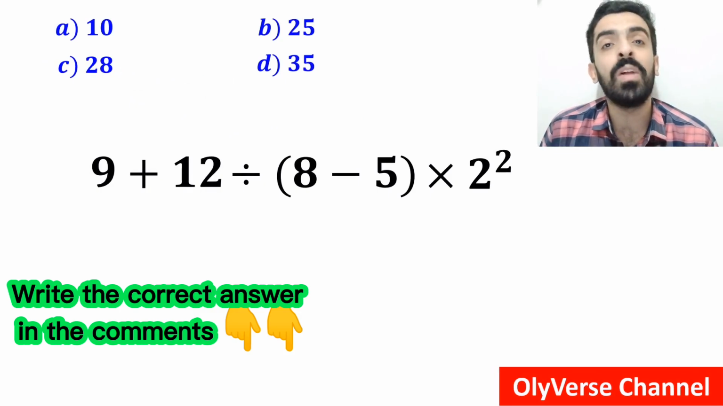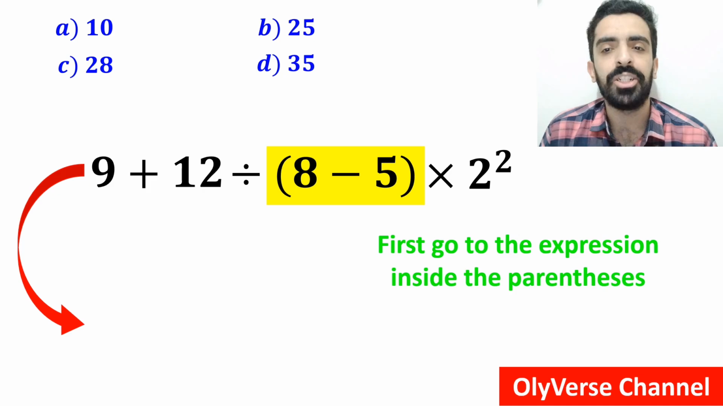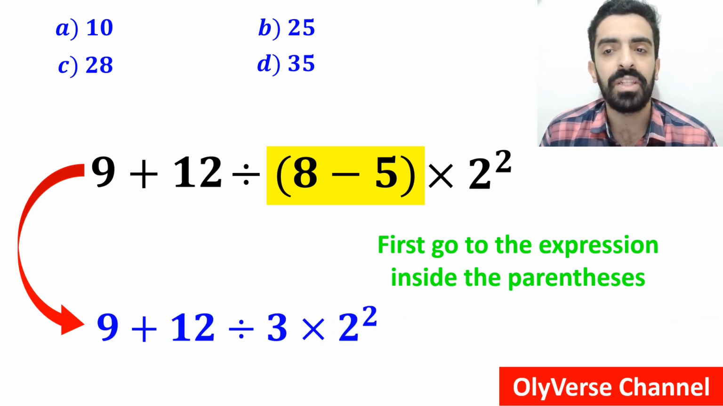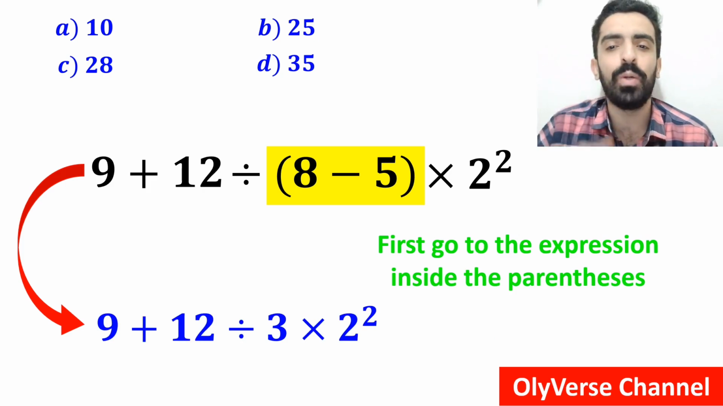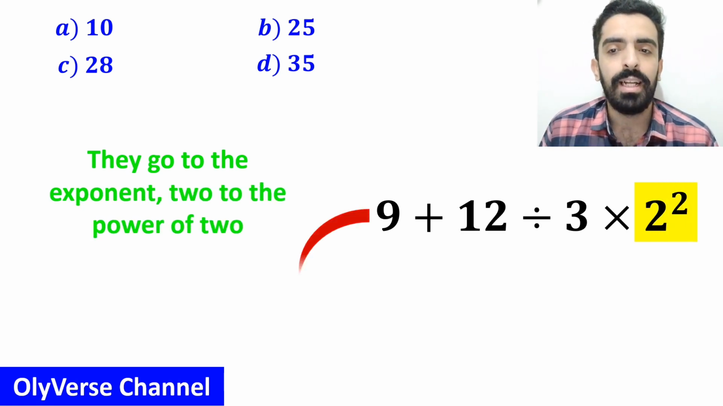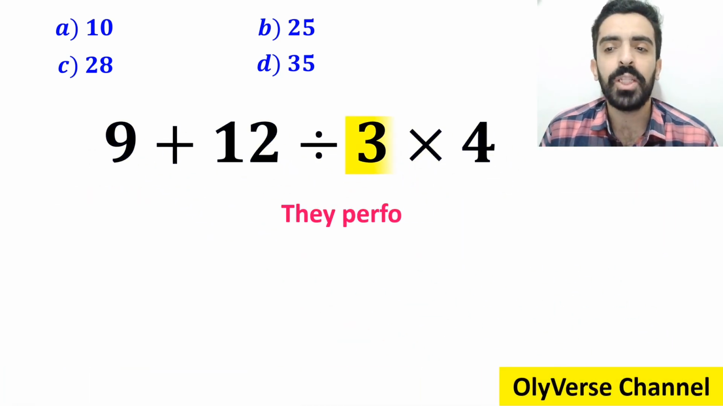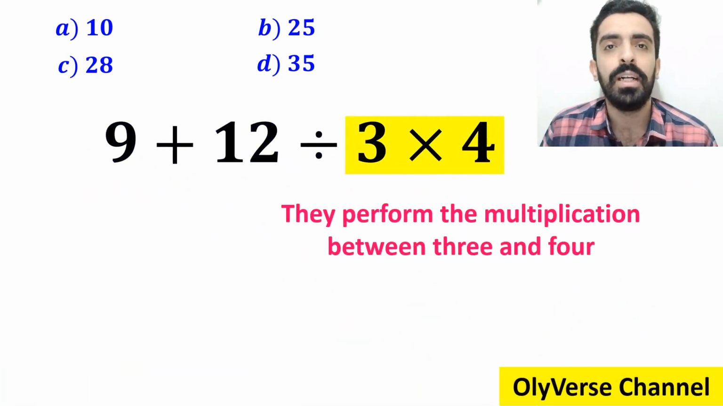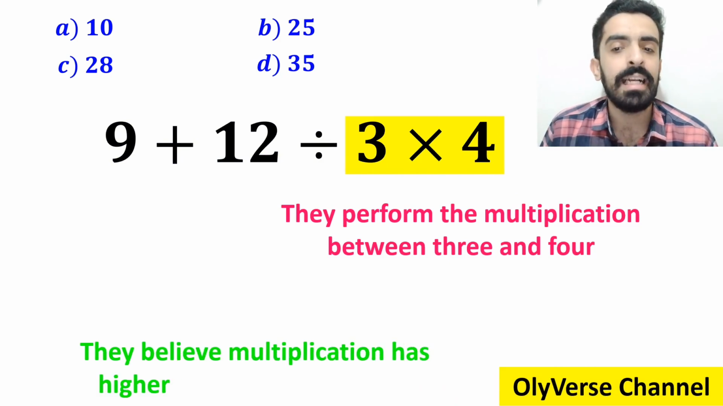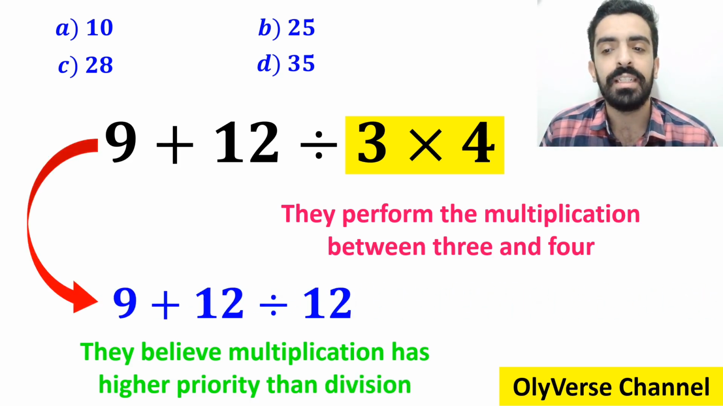Also, some other people, when solving this question, first go to the expression inside the parentheses, and instead of it they write 9 + 12 ÷ 3 × 2². In the next step, they go to the exponent 2 to the power of 2 and simplify to 9 + 12 ÷ 3 × 4. Then they perform the multiplication between 3 and 4 because they believe multiplication has higher priority than division, so they write 9 + 12 ÷ 12.